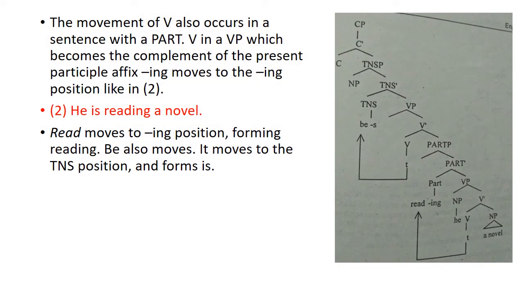The movement of a verb also occurs in a sentence with a V in a VP, which becomes the complement of the present participle affix. Read moves to the -ing position, like in number 2. Number 2, he is reading a novel. Read moves to the -ing position, forming reading. He also moves. It moves to the specifier position of IP, and from there to is.